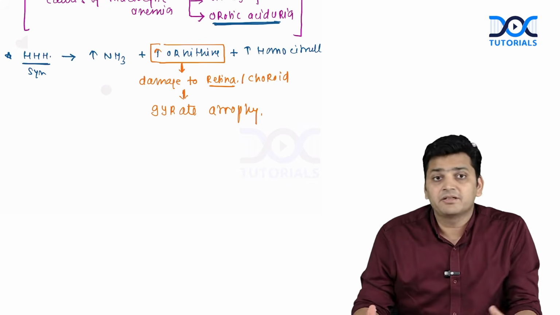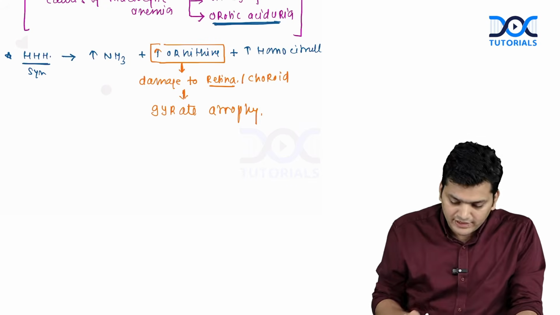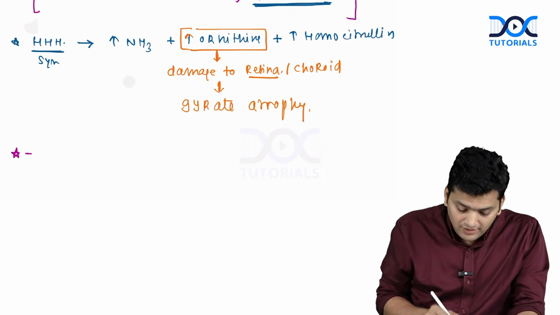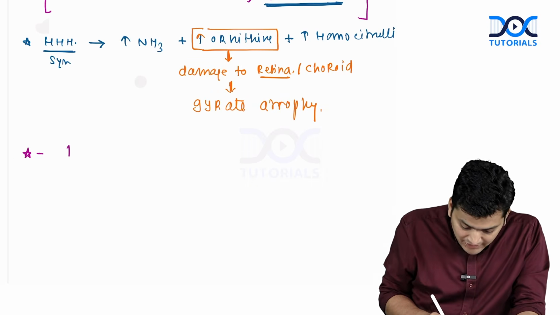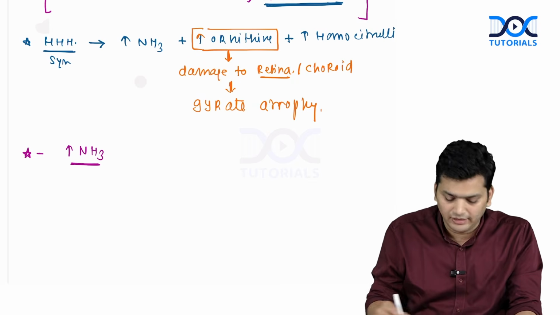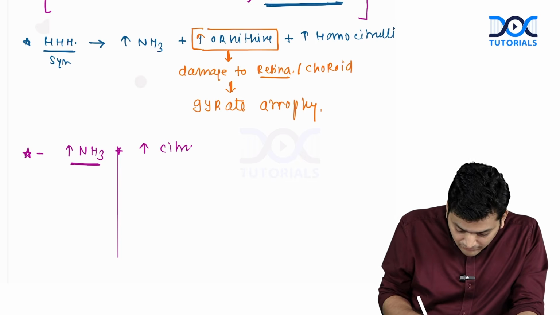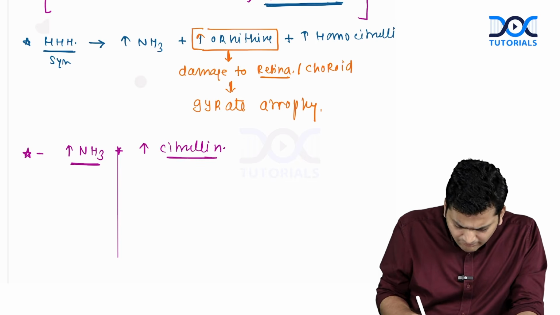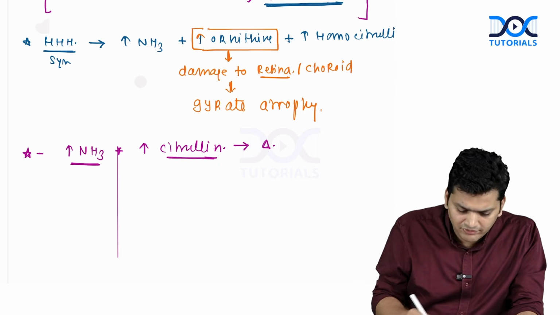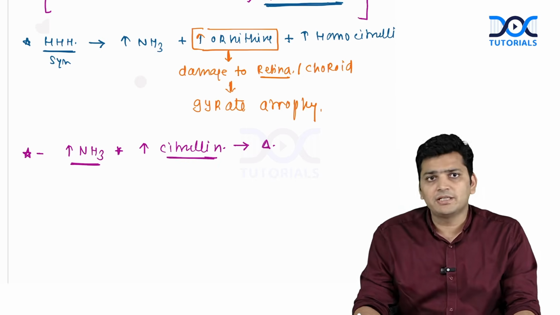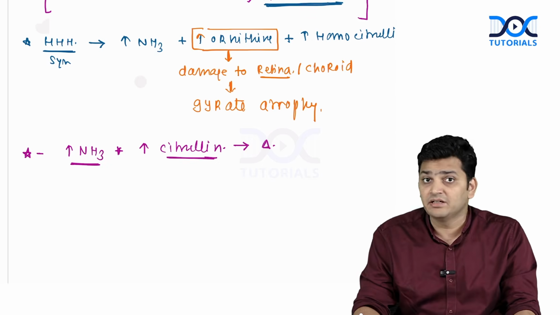Then let's understand some more problems. For example, now you will answer this question: there is a patient, he is having increase in the ammonia. The moment there is increase in the ammonia, it means there is a problem in the urea cycle. Plus there is increase in the citrulline. They ask, where is the problem? Is it the problem of CPS1? Is it the problem of OTC? Is it the problem of argininosuccinate synthetase?